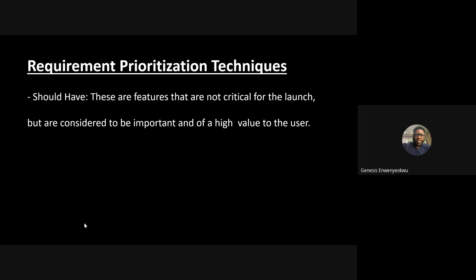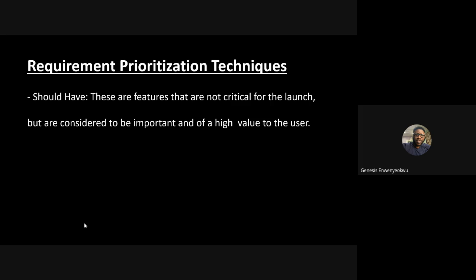What I'm trying to explain to you is that when WhatsApp was launching, chat messaging was a must-have requirement. They must implement chat messaging. If not, there will be no value that people will get. People might not even get value from the product.